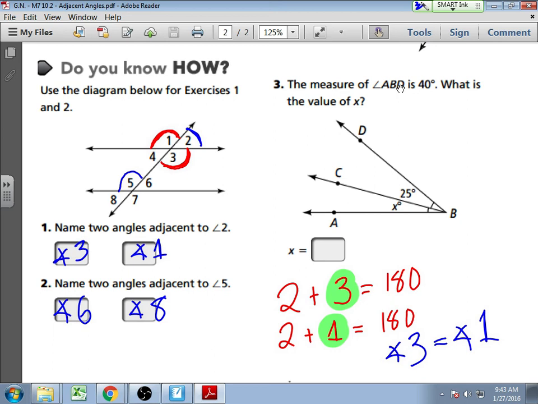Tomorrow we're going to talk more about vertical angles. I've still got 5 minutes left. But tomorrow we're going to talk about vertical angles.